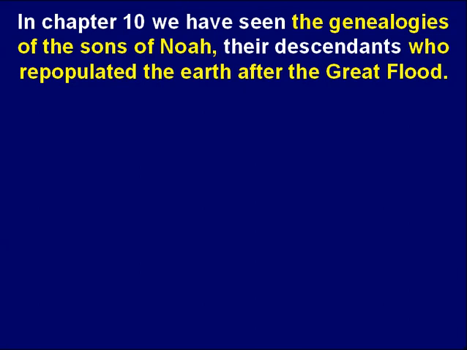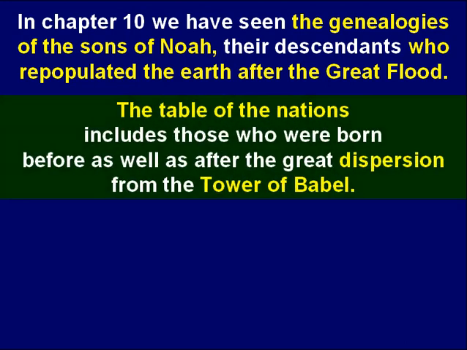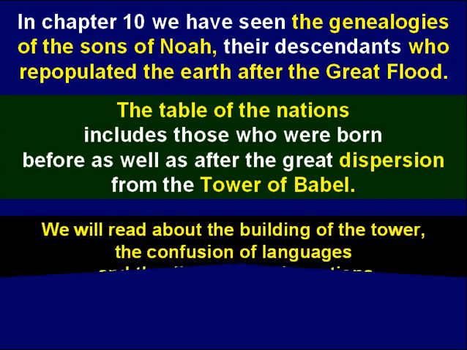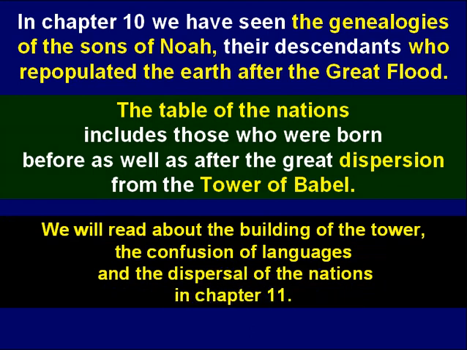In chapter 10 we've seen the genealogies of the sons of Noah, the descendants who repopulated the earth after the great flood, the table of the nations, including those who were born before as well as those after the great dispersion from the Tower of Babel. We will read about the building of the tower, the confusion of languages, and the dispersal of the nations in chapter 11.